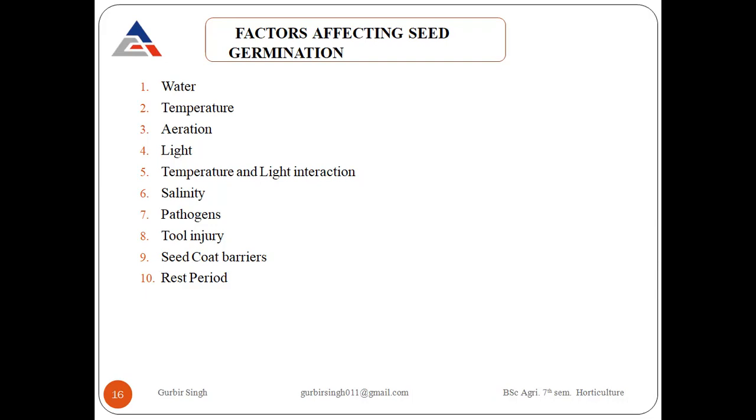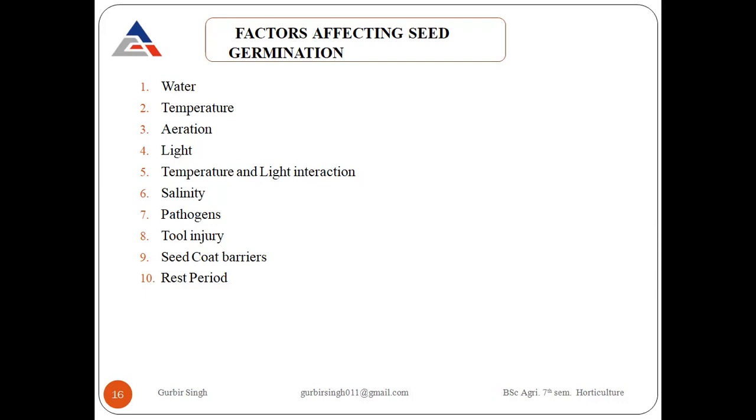Every plant species has a certain range of temperature below or above which the germination process is stopped. We can say that the optimum temperature is the one at which the largest number of seeds germinate at the highest rate.